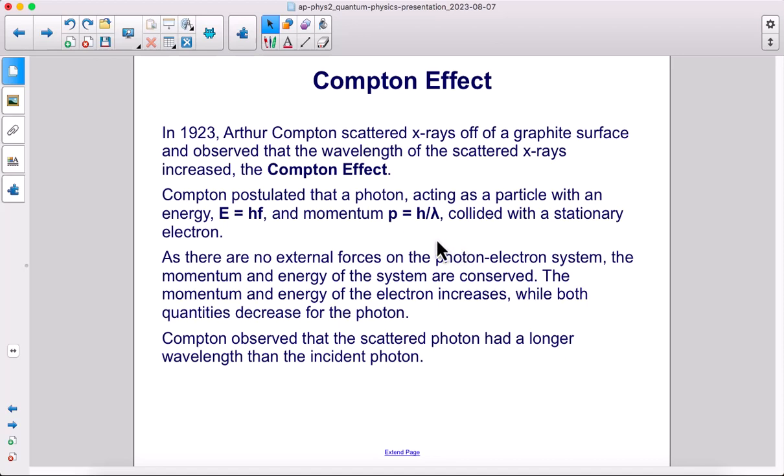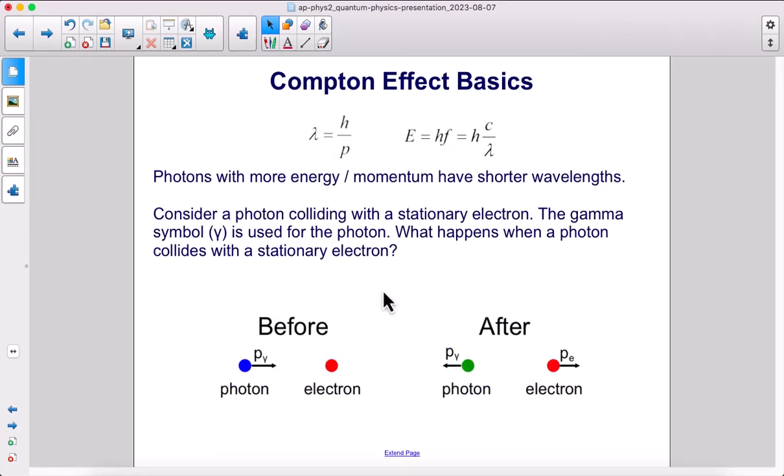As there are no external forces on the photon-electron system, the momentum and energy of the system are conserved. The momentum and energy of the electron increases, while both quantities decrease for the photon. Compton observed that the scattered photon had a longer wavelength than the incident photon. Photons with more energy or momentum have shorter wavelengths.